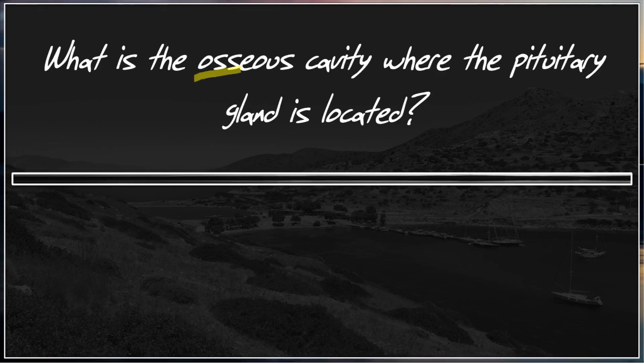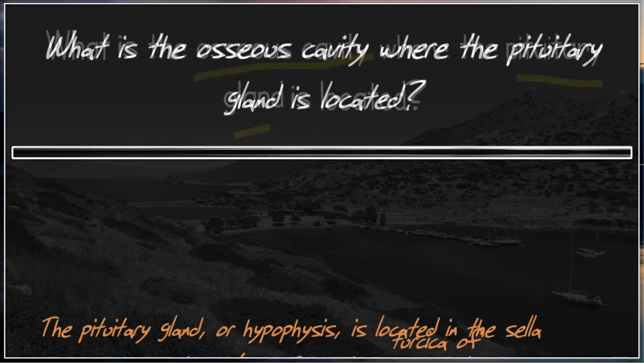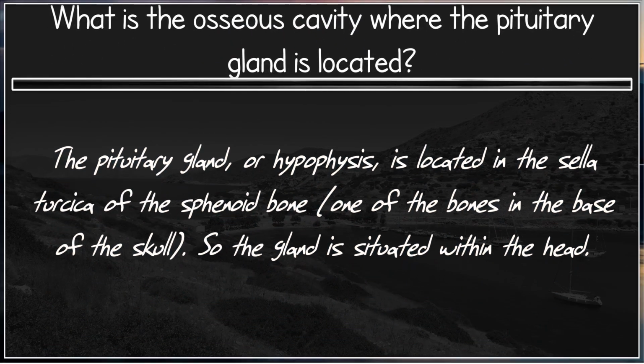What is the osseous cavity where the pituitary gland is located? The pituitary gland, or hypophysis, is located in the sella turcica of the sphenoid bone, one of the bones in the base of the skull. So the gland is situated within the head.